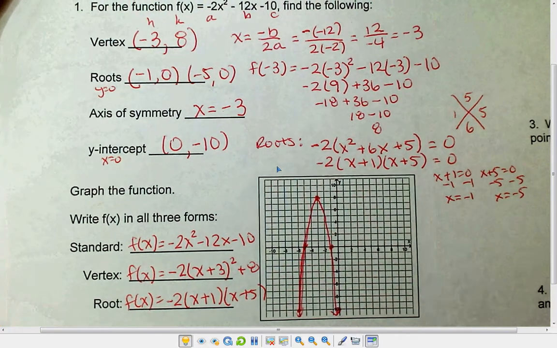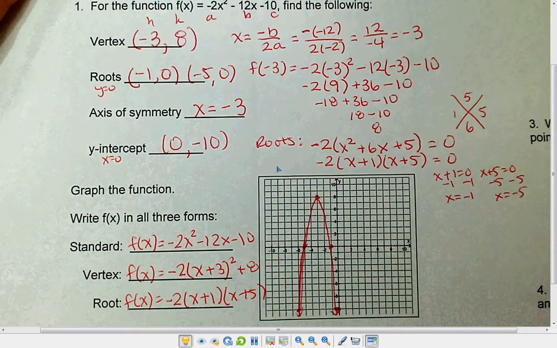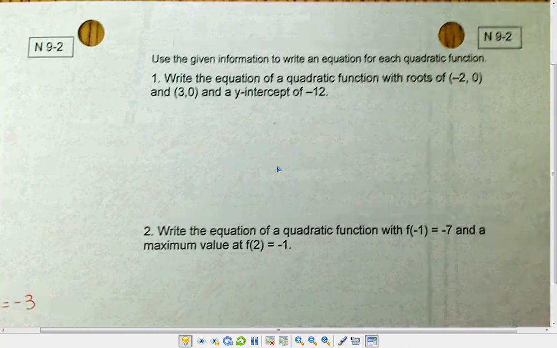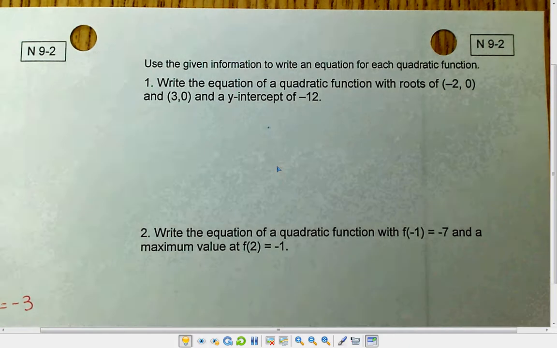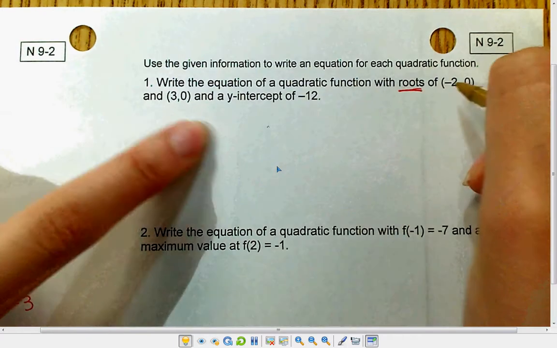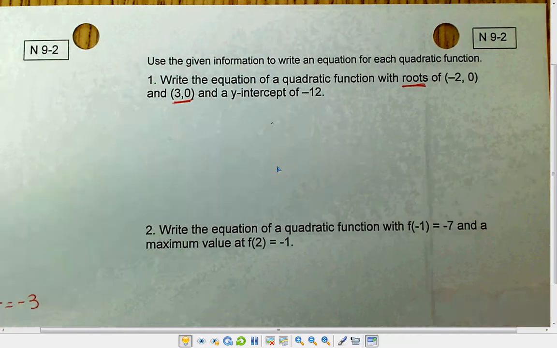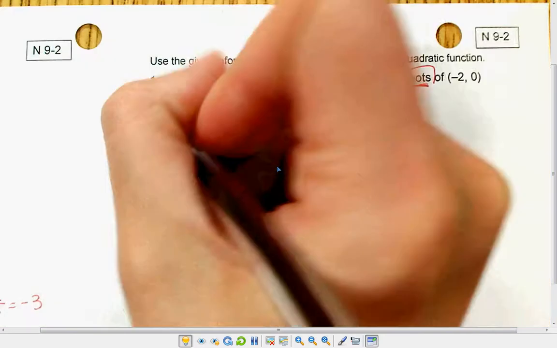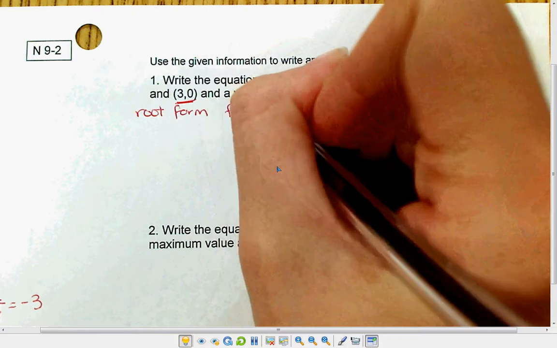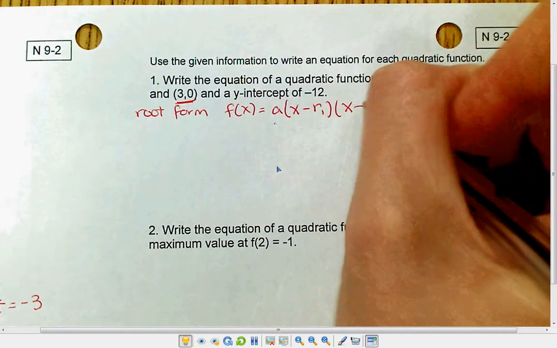Okay, so let's look at some other problems. We're going to be given some information here, and from this information we need to be able to find an equation. So we're writing an equation for each of these situations. Let's start off with number 1. Write the equation of a quadratic function with roots of (negative 2, 0) and (3, 0), and a y-intercept of negative 12. Because they're giving us our roots, we know we're going to be using root form, which is f of x is equal to a times (x minus r1)(x minus r2).